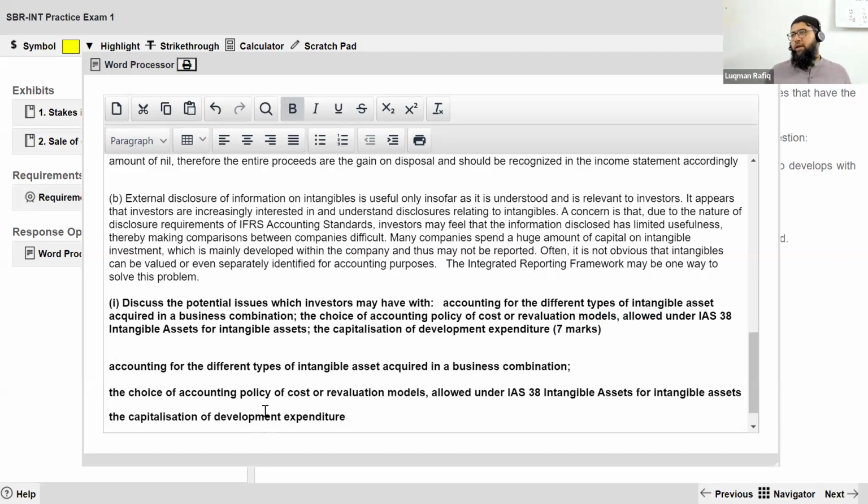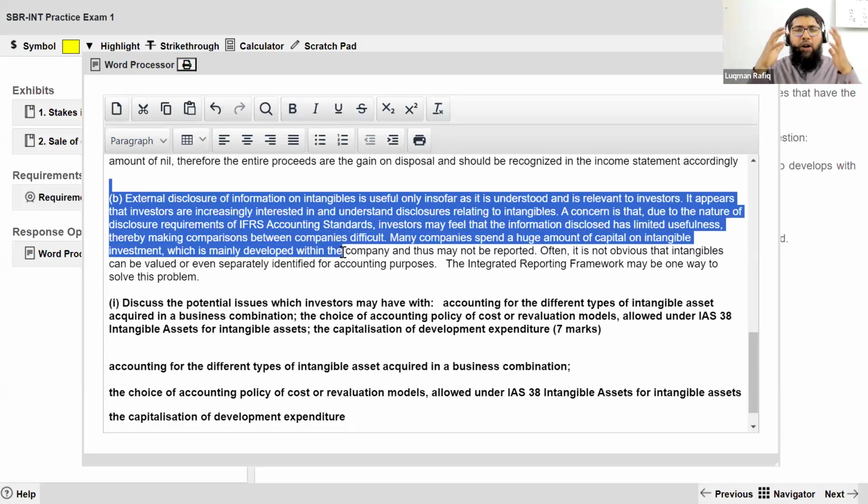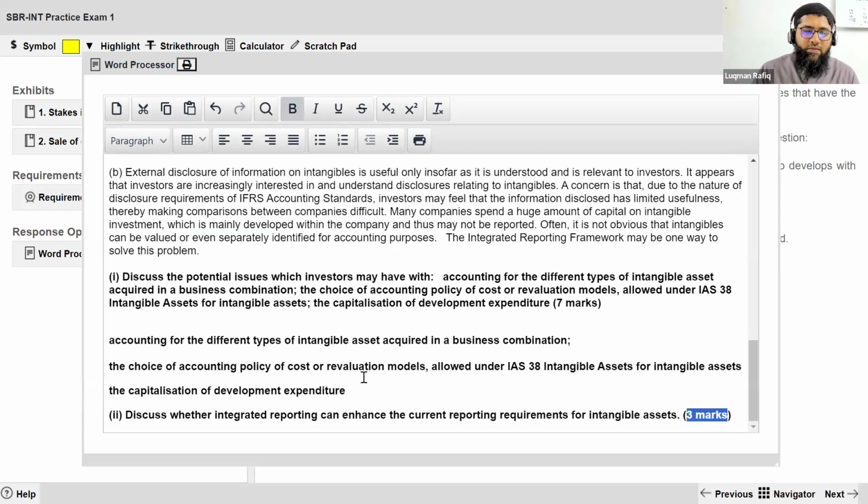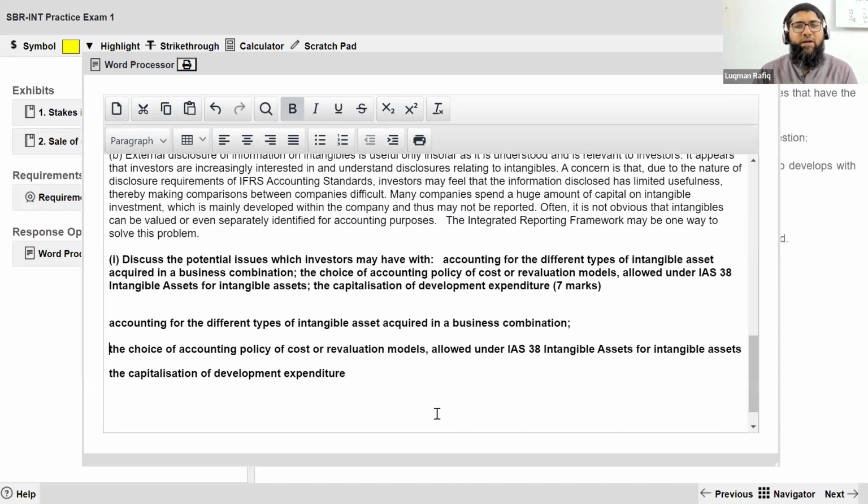Now you know what? The exam is easy. If you know the accounting standards, believe me, the exam is easy. But where do we go wrong? We go wrong because we get confused. If somebody reads this whole part, he's going to be like, oh my God, what is he asking? But believe me, he's not asking anything difficult. Even if you don't know anything about integrated reporting, that is only 3 marks here. The rest is about IAS 38 intangibles, you know it, and it's quite simple. Just read the question, identify what is being asked, and break down the requirement into multiple parts.